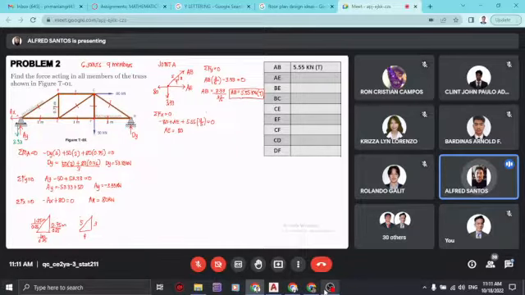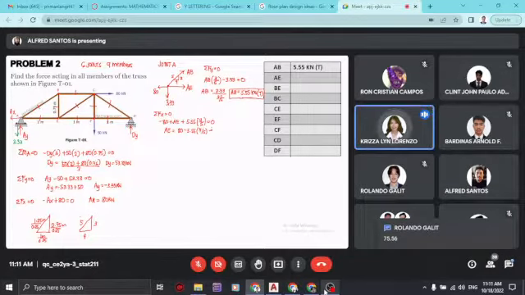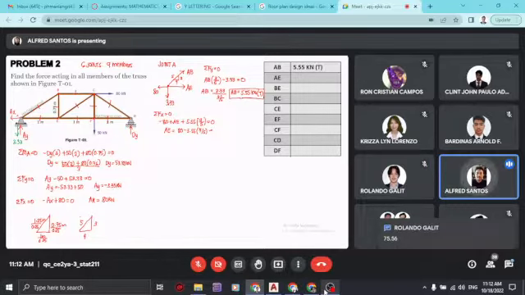Transpose ko sa kabilang side yung constant. And then minus 5.55 times 4 over 5. So this is, what's the answer? 75.56. Okay, so it is 75.56, positive. So it means it is a tension member. Okay, so that's 75.56 tension.